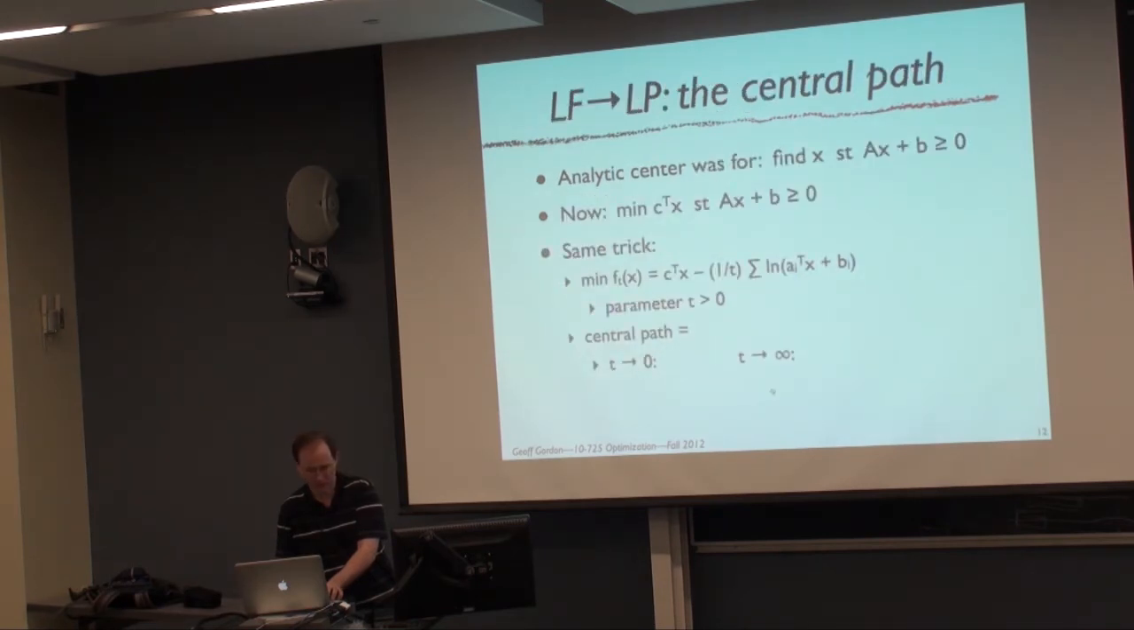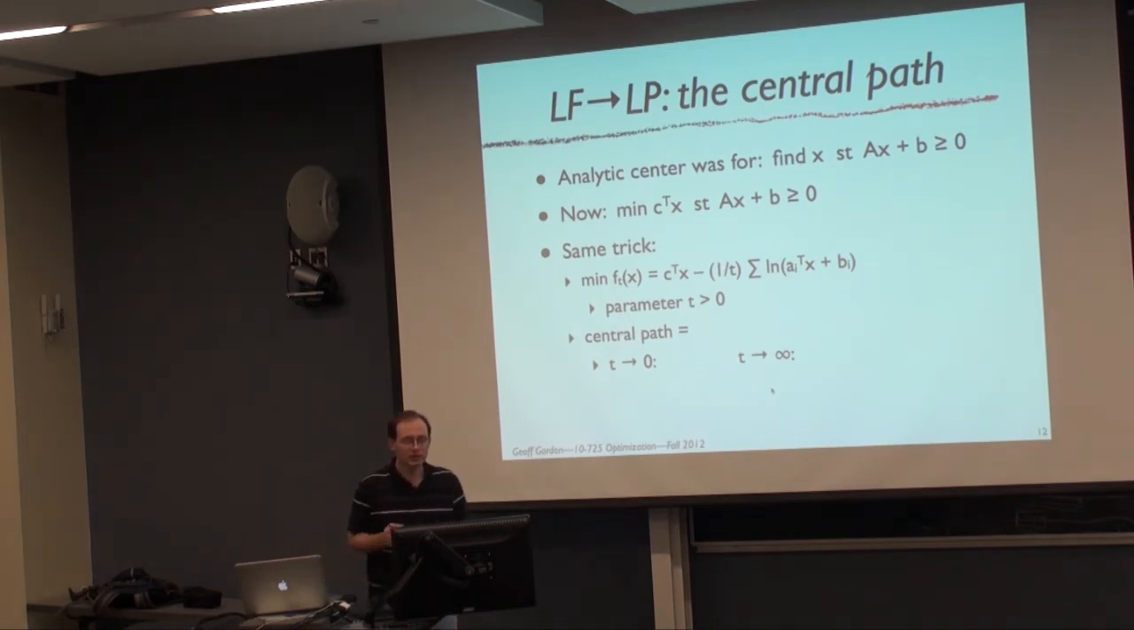Okay, so now let's move on to linear programs, right? So we did linear feasibility, and that got us the analytic center and the Dikin ellipsoid. For a linear program, instead of just finding x, we want to minimize c transpose x for some linear function. And we can actually do pretty much the same trick to a linear program.